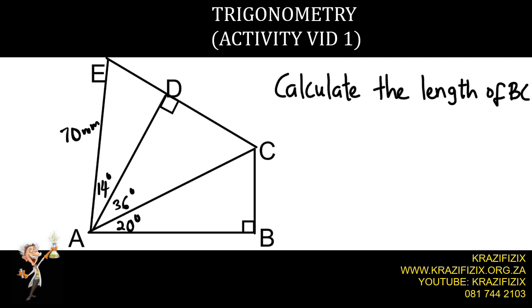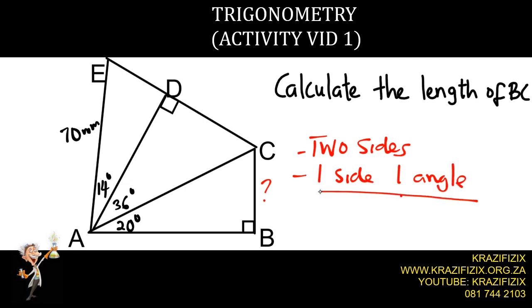Let's see. We are told to calculate the length of BC. What is it that we are going to work with? Let's go to the diagram. BC is unknown. For me to work with my trig ratio, remember, I must have either two sides, or one side and one angle. That's how it works. But if you look at BC here, I do not have anything except for this angle. I'm going to take you step by step.